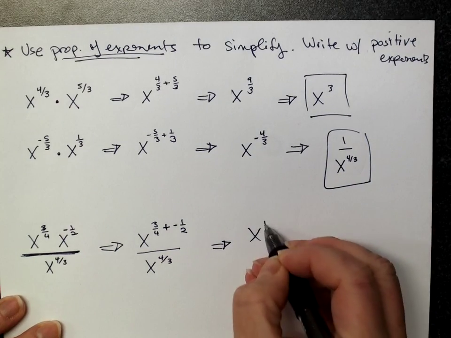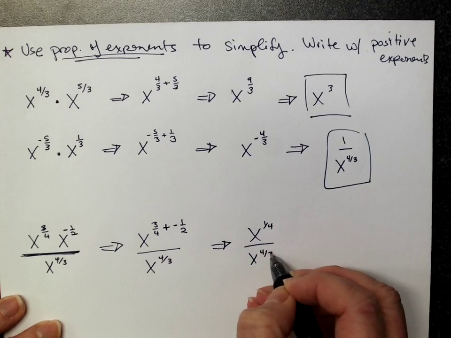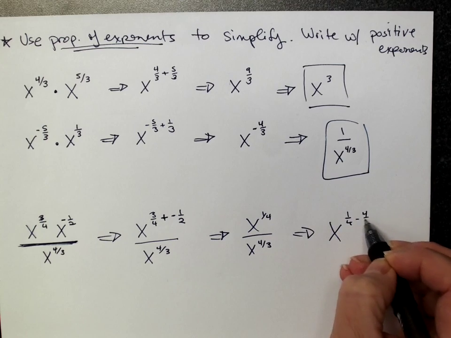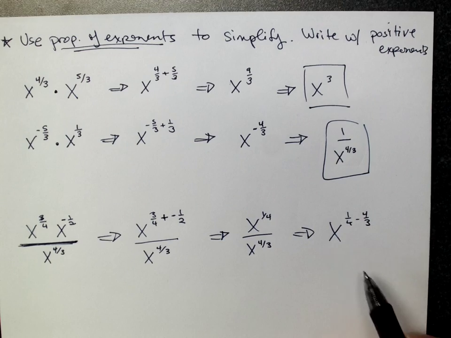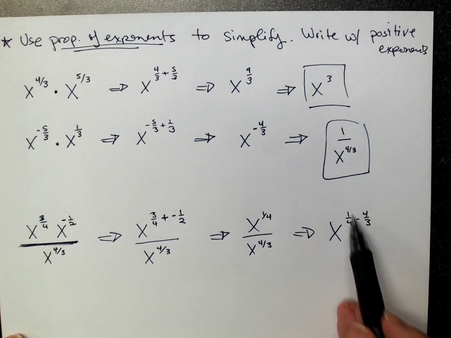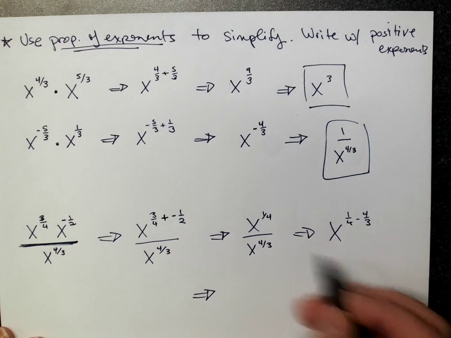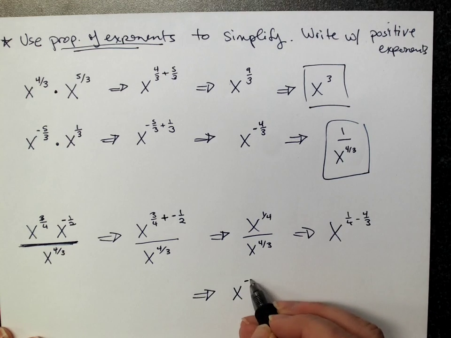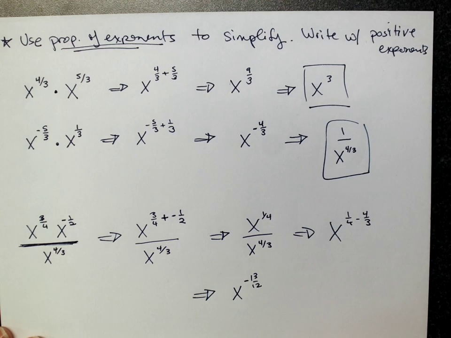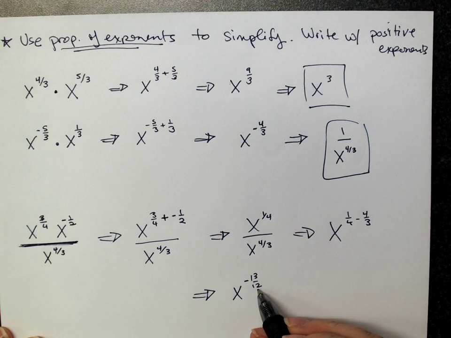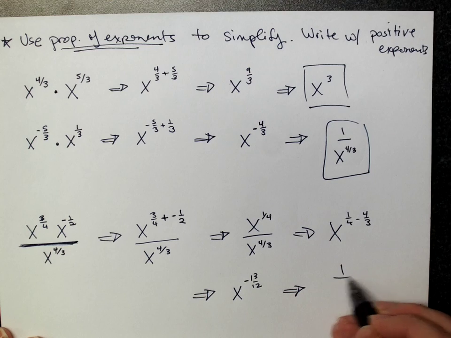So this becomes x to the 1/4 over x to the 4/3. Now you use your quotient rule, x to the 1/4 minus 4/3. Again, 1/4 in parentheses minus 4/3 in parentheses, or a common denominator of 12, making this 3/12 minus 16/12. However you get there, 1/4 minus 4/3 is x to the negative 13/12. You're not told to write this in radical form. There's nothing in the directions that tell you to do that, but you can't walk away while there's a negative exponent. So it's 1 over x to the positive 13/12.